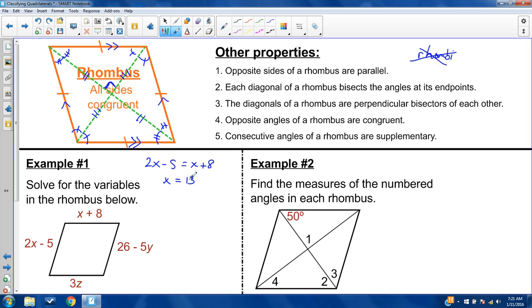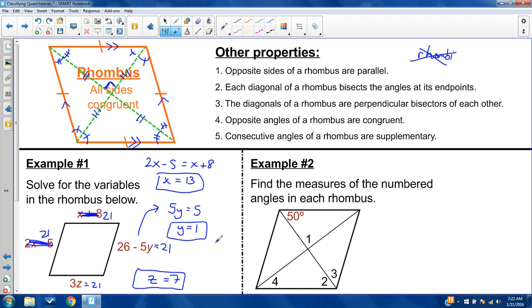Now, I do have to plug this in. 13 plus 8 is 21. So each side length looks to be 21. So the next set of things that you can do is just say, well, these will equal 21. Those will be your next 2 sets of variables, or two equations. So z, for instance, I already know will equal 7. For the sake of time, I'm going to speed that up. And this one, 26 minus 5y equals 21. I'm going to go ahead and subtract 21 and add 5y to the other side. I'll get 5y equals 5, therefore y equals 1. And that will give you a length of 21 in all of your sides.